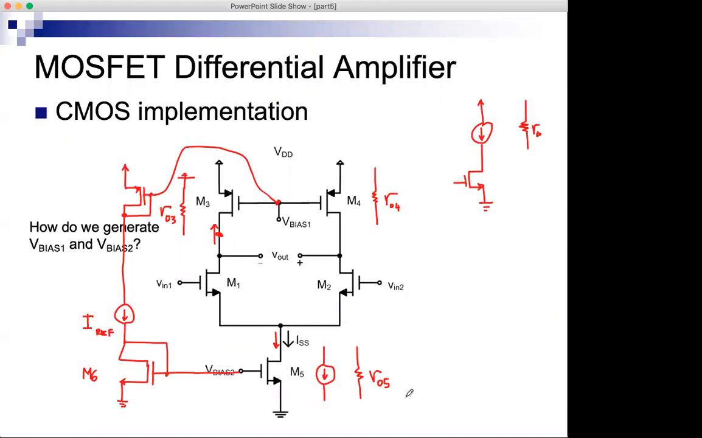And the next question is, what is the voltage gain? What is the voltage gain in this case?